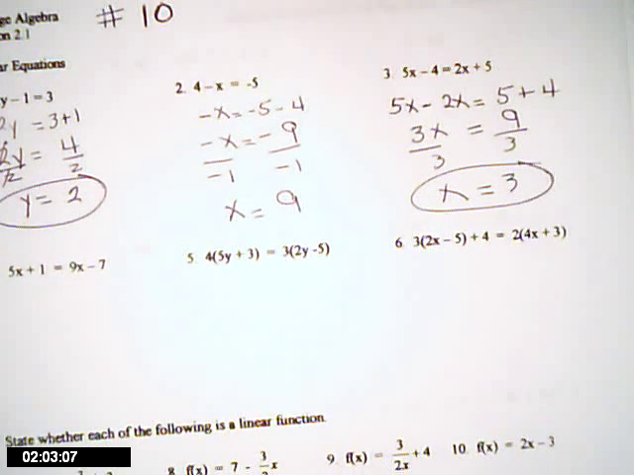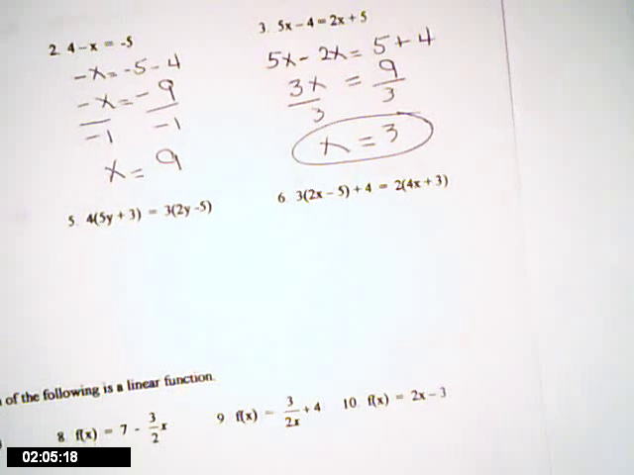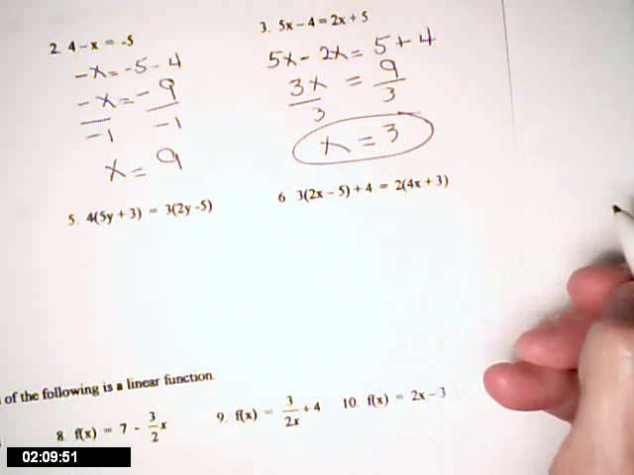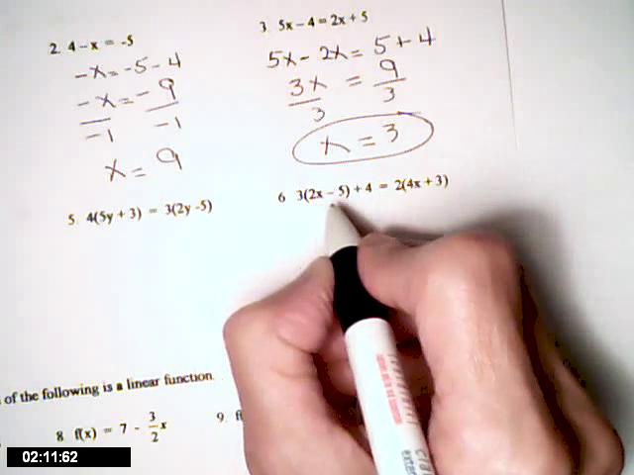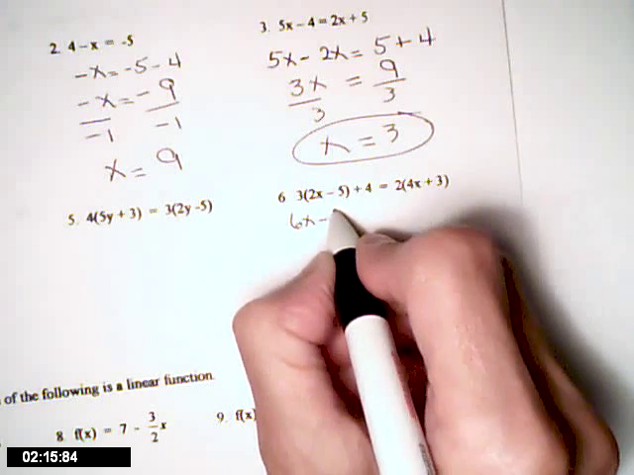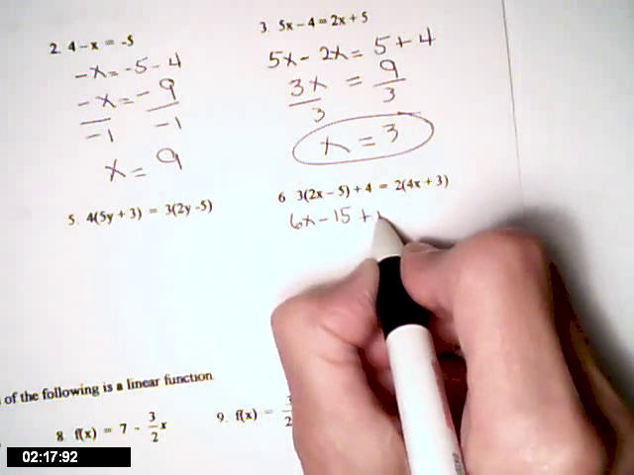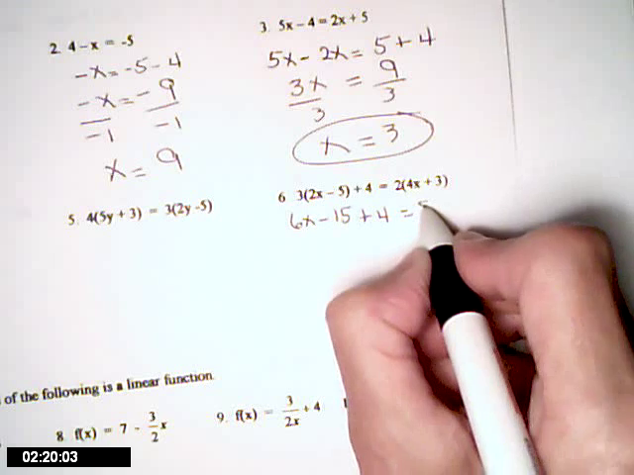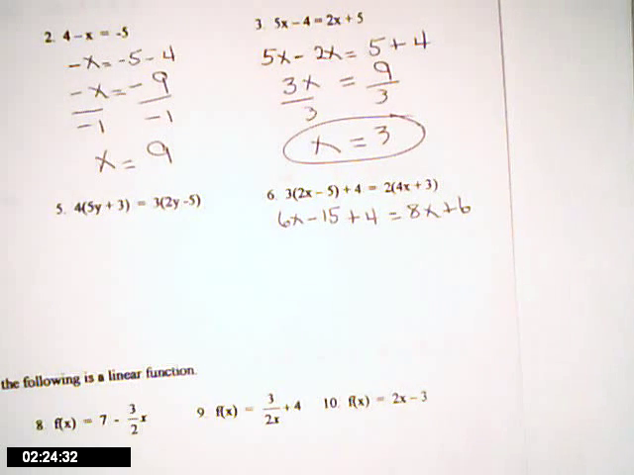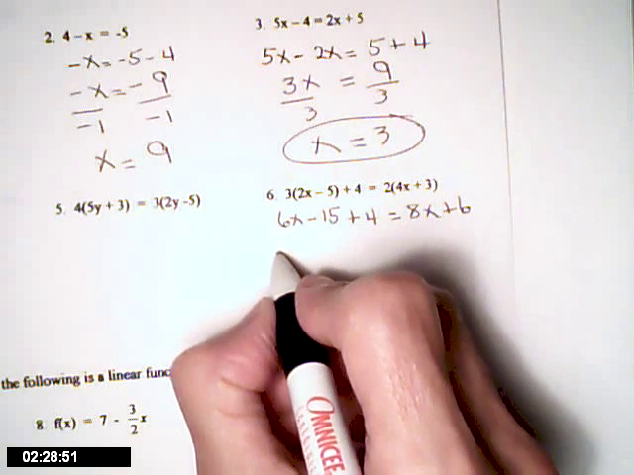I think we'll skip down to problem number 6. You know that when you have parentheses, the first object is to clear the parentheses by distributing. So that's what we'll do here. Multiply by 3. 6x minus 15, bring down the 4, equals 8x plus 6. Now again, we need variables on one side and constants on the other. I'm going to come to the left side with my variables.